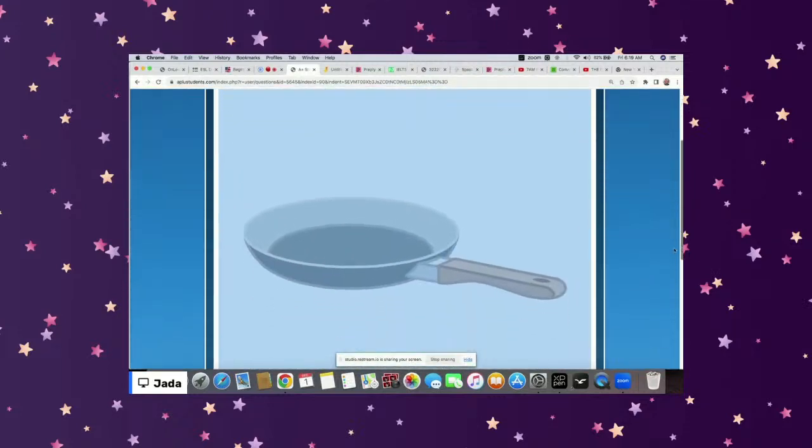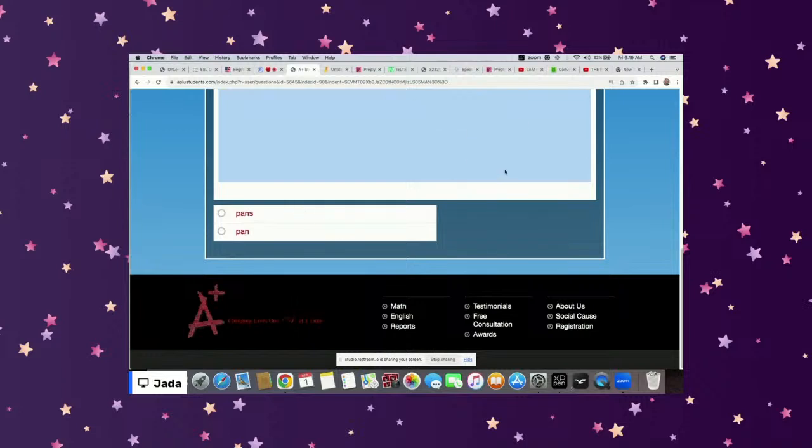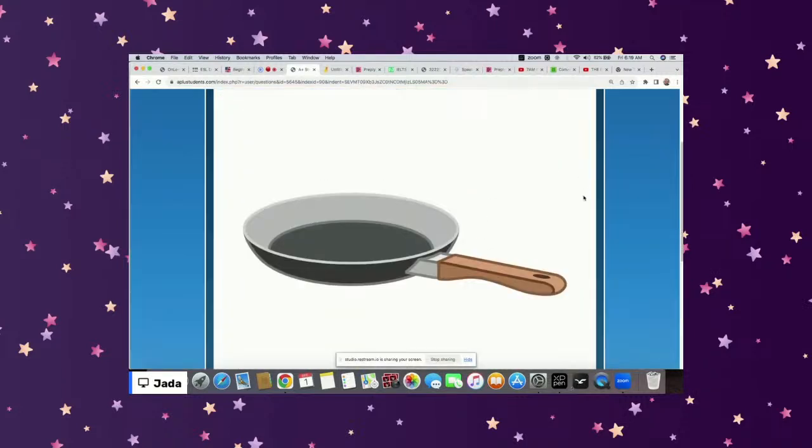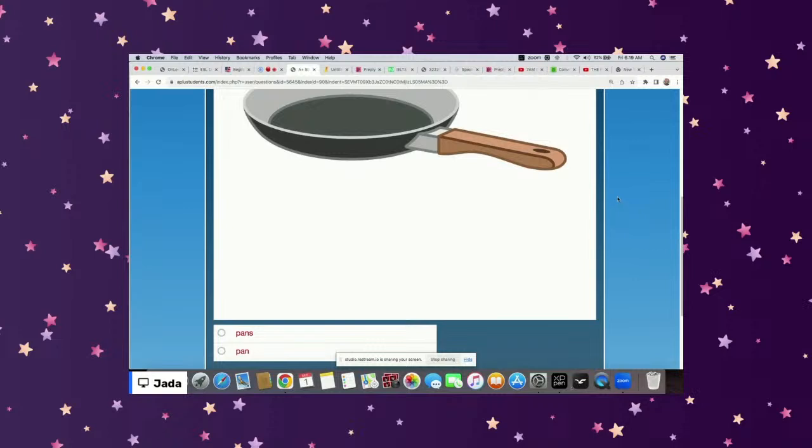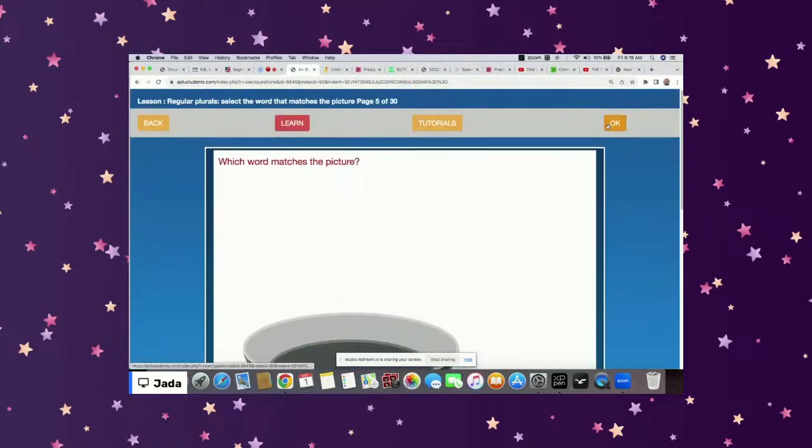Okay, so this picture now is what? A pan. So is it pants or pan? We have this picture, we have pan. Pants or pan? What will be our answer? Pan. Okay, so it's pan because it's just one. If it's more than one, it's going to be pans. All right, so that's what this lesson is all about.